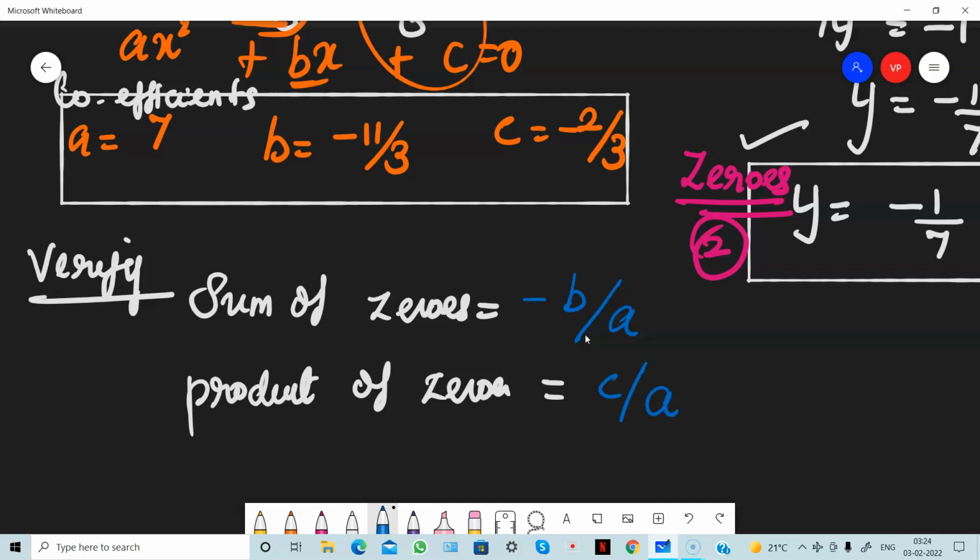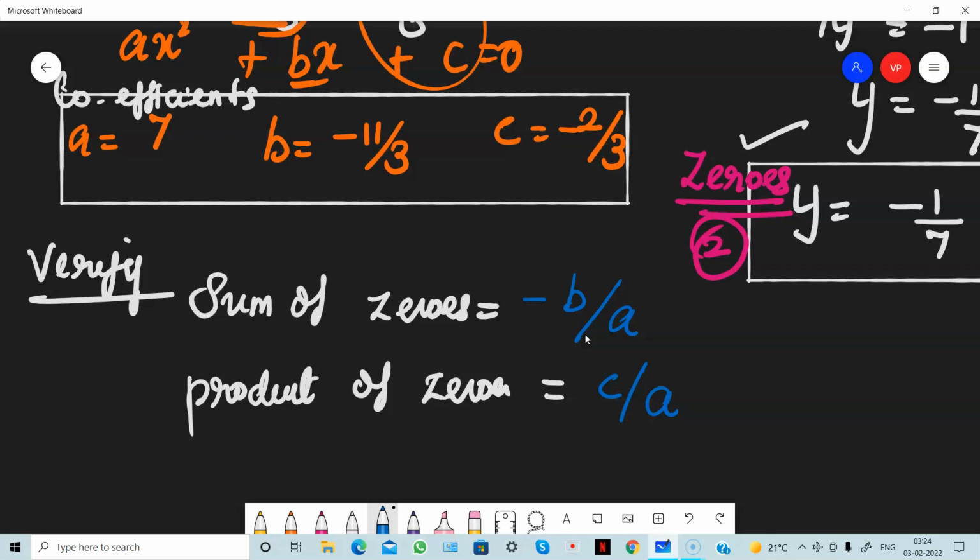You should not forget. See kids, we have done the problem for almost more than 5 minutes, but we didn't use any formula, right? But this is the only formula we are using here, right? Sum of zeros is equal to minus b by a and product of zeros is equal to c by a. Okay, shall we substitute?